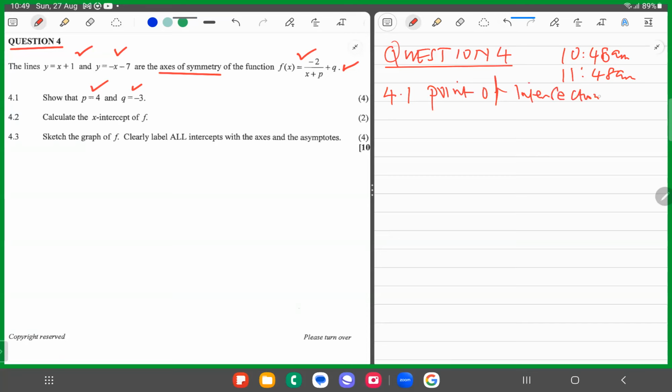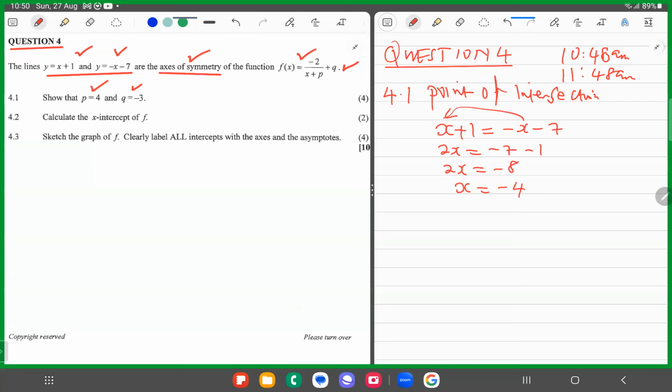Being interested in the point of intersection, what does it mean? It means that x plus 1 is equal to minus x minus 7. These are the two equations of the lines. We're equating them to each other because they are axes of symmetry, or lines of symmetry. We transpose the minus x to the other side, making it positive, so that we have 2x. And then we have minus 7 and minus 1, which means 2x is minus 8. You divide minus 8 by 2, and it gives exactly minus 4.